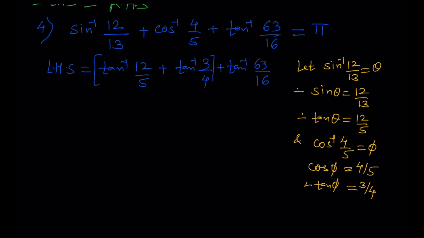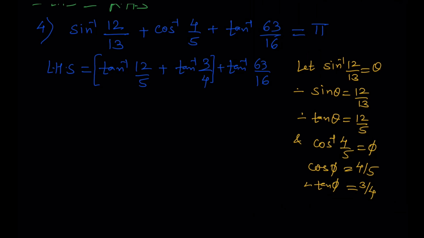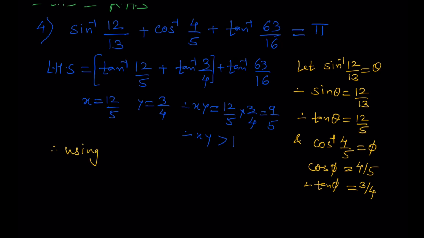Now if I consider the first two terms, then in this case x is equal to 12 by 5, y is equal to 3 by 4. So the product x into y, is it less than 1 or greater than 1? That we'll have to check. So this is nothing but 12 by 5 into 3 by 4. So we get 9 by 5, therefore xy in this case is greater than 1.